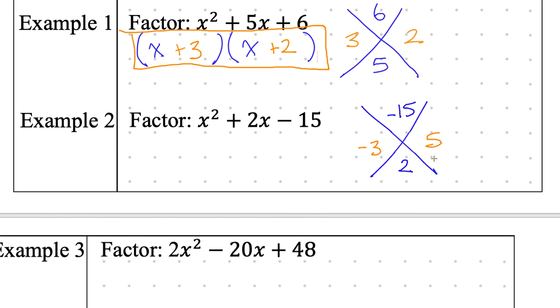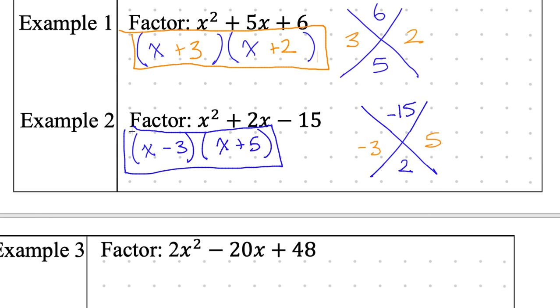Who can write this in factored form? Josie. Yep, x plus negative 3, and that's the same thing as x minus 3, right? Okay, and then keep going. Done, thank you.